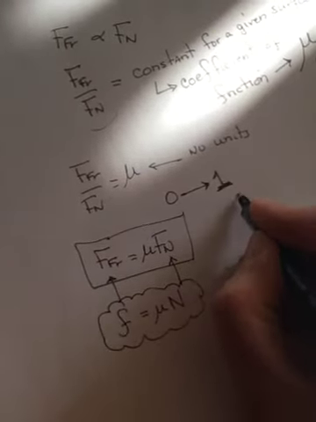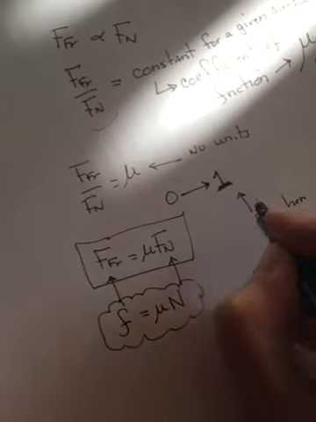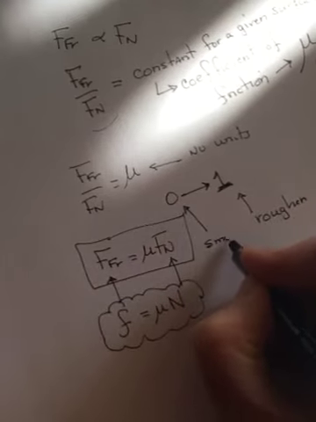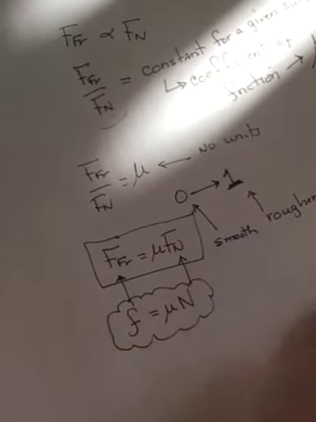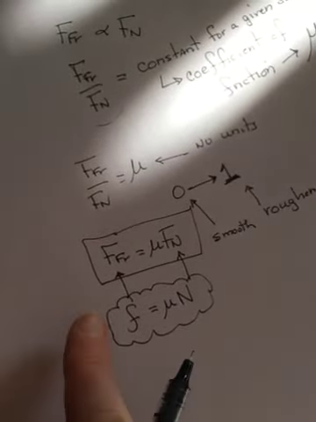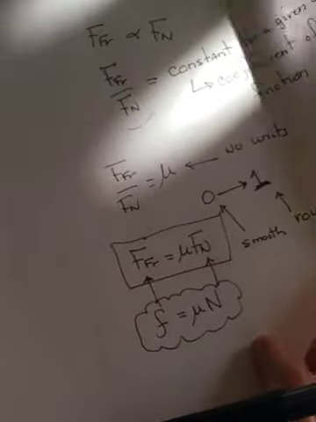So the closer mu is to 1, the rougher the surface. And the closer mu is to 0, the smoother. Okay? Now just a couple other little things about friction. So this is the equation we're going to use to find friction. The couple other little things is that there are 3 different types of friction.